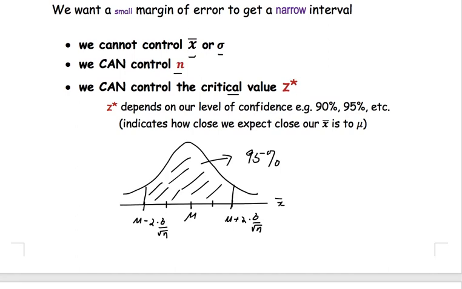Remember, the critical value, z star, depends on our level of confidence. If we are 95% confident, then z star is 2. So if we pick a different level of confidence, we will get a different z value. So we're going to investigate this in classwork. And then next week, we'll look at how the sample size affects the margin of error. So that is for next week, but today we're going to look at classwork.